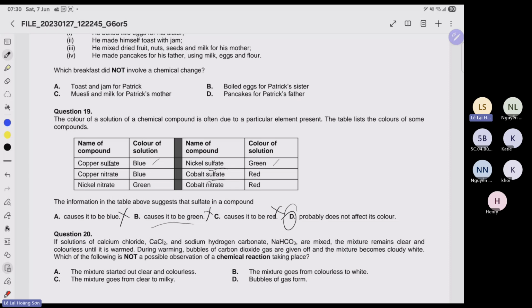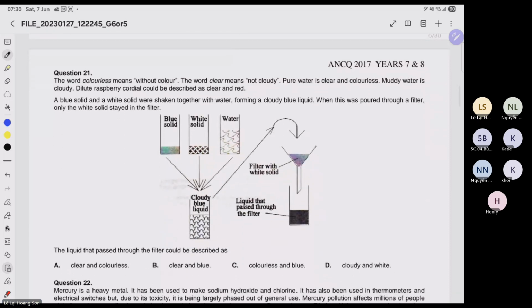Moving on to question number 21. This is what we call filtration. Colorless means without color. Clear means not cloudy. Without color and not cloudy, they are different.